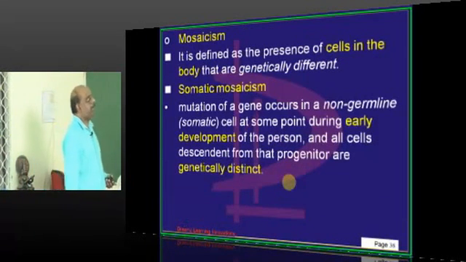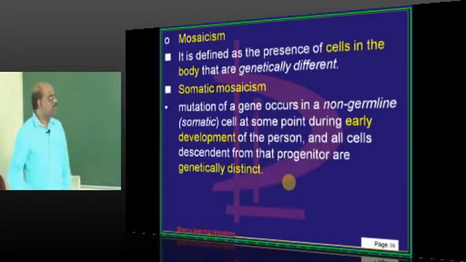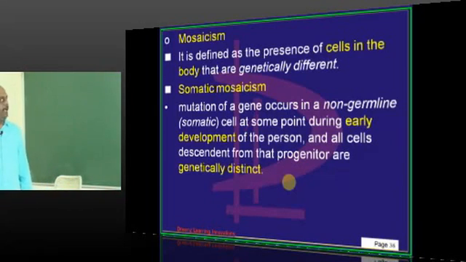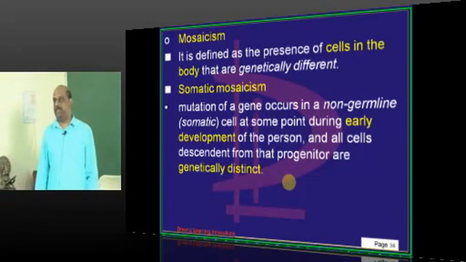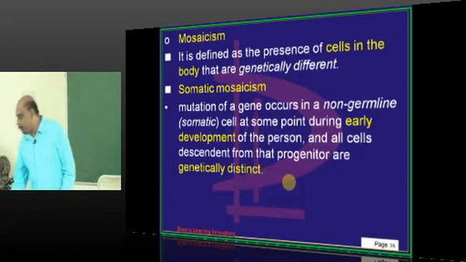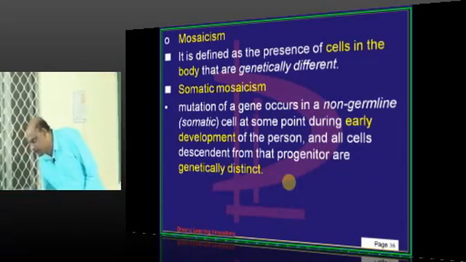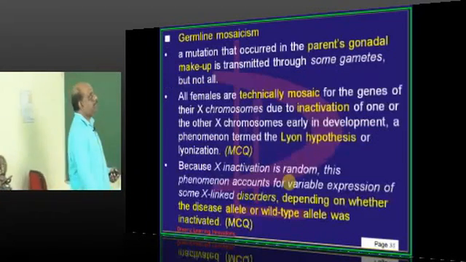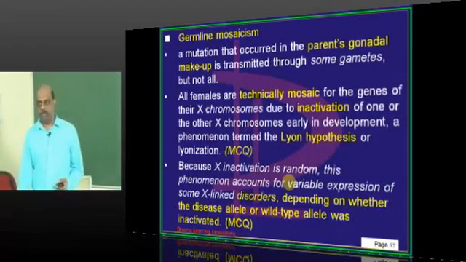Then, what is meant by mosaicism? Some cells in the body are genetically different from the others. You call it mosaicism. You have two kinds of mosaicism: somatic mosaicism and germline mosaicism.